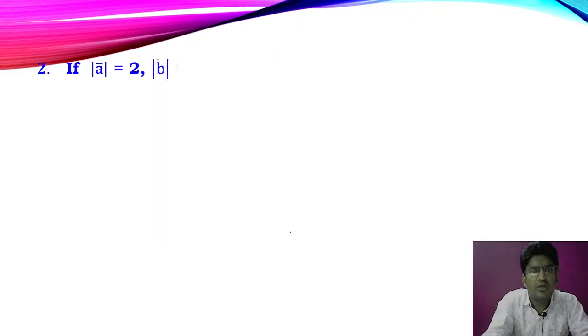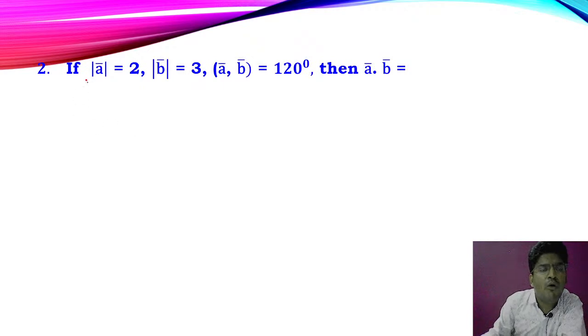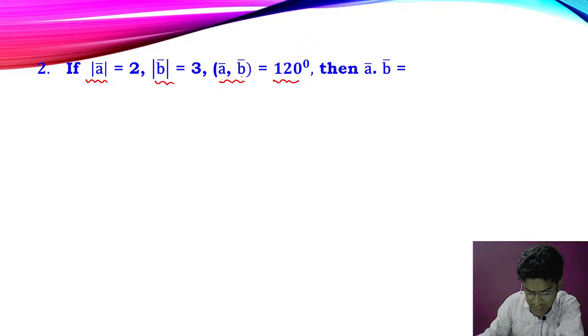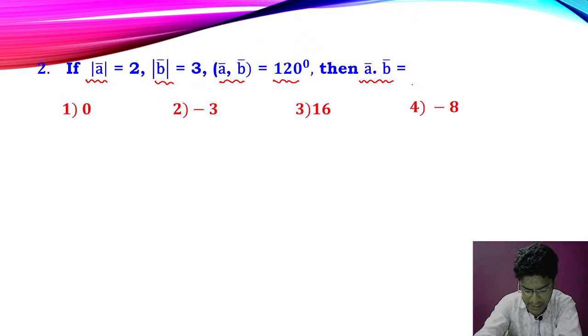Now I will go for problem number 2. That is, say if mod of vector A equal to 2, mod of vector B equal to 3, and the angle between A and B is 120 degree. That means here A comma B is nothing but the angle between vector A and vector B is 120 degree. Then what is vector A dot vector B equal to, they are asking. First option 0, second option -3, third option 16, and fourth option -8.